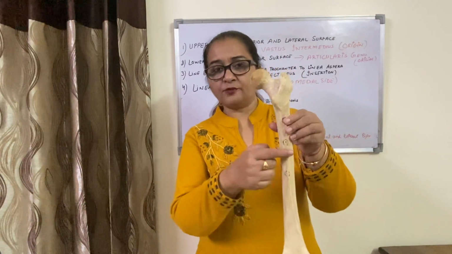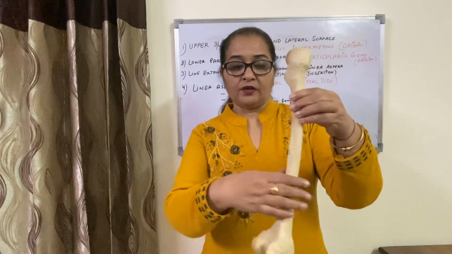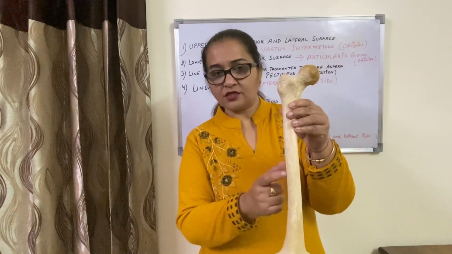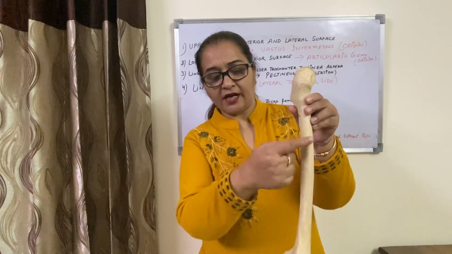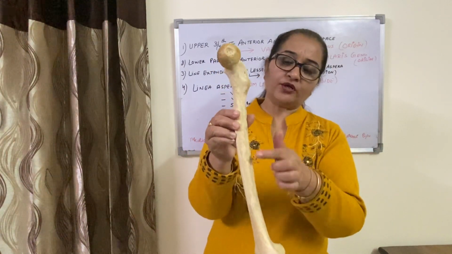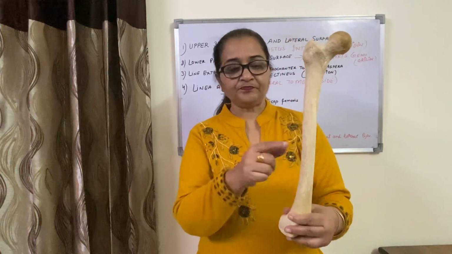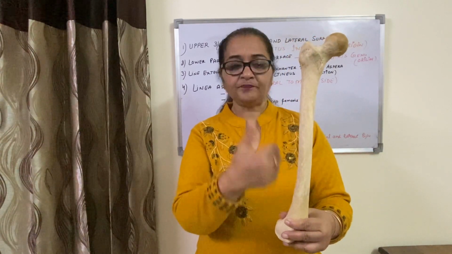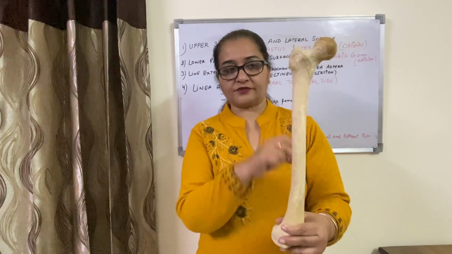You can see a thick posterior border is lying here. This thick posterior border is known as the linea aspera. Accordingly, if the three borders are there, between the lateral border and medial border, this is the anterior surface. Between the linea aspera and lateral border, this is the lateral surface. Between the linea aspera and medial border, this is the medial surface. So the middle 1/3 has three borders and three surfaces. The borders are lateral border, medial border and posterior border or linea aspera. The surfaces are anterior surface, lateral surface and medial surface.